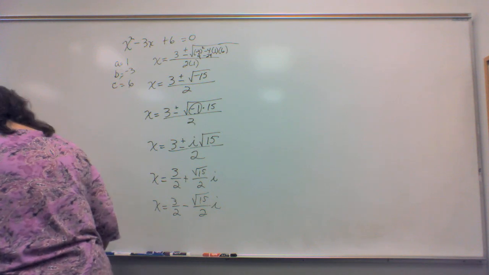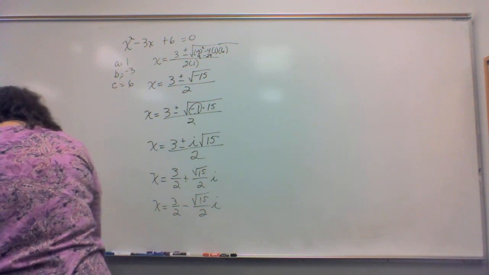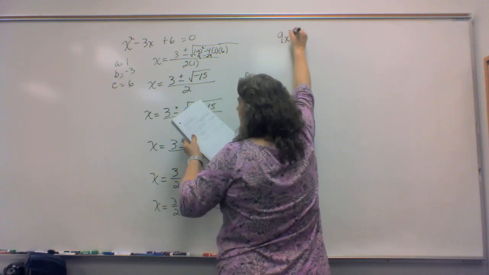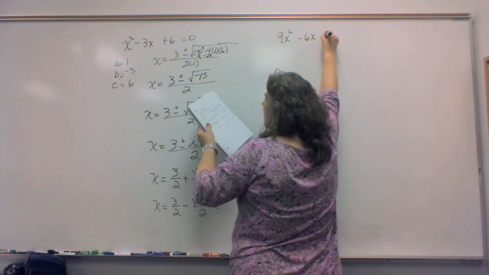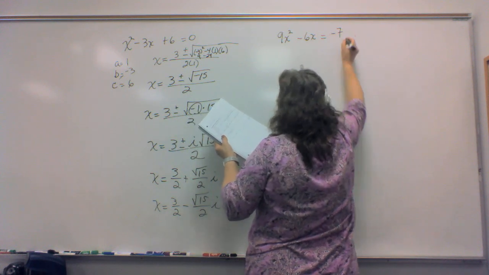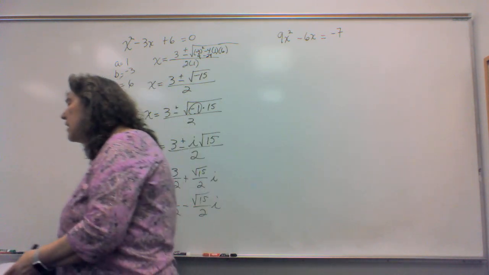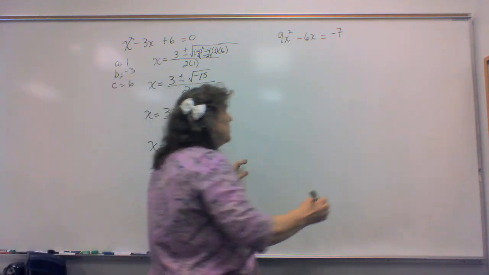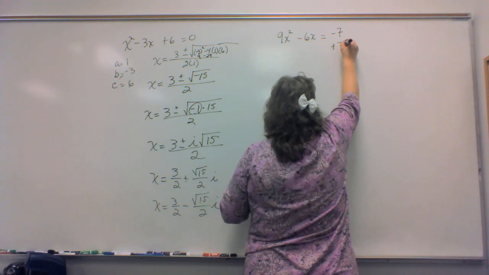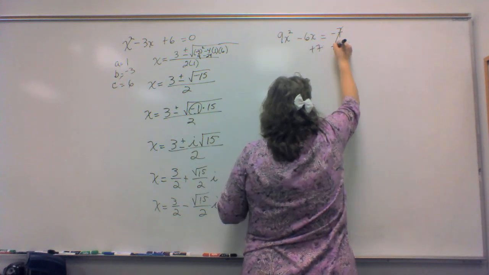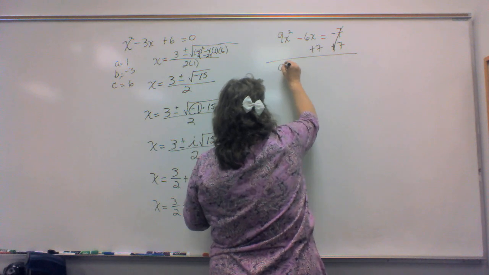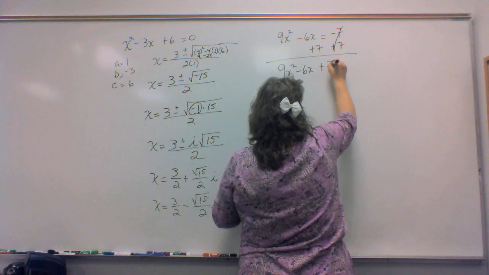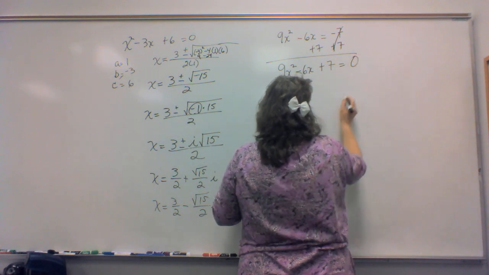We have one more of these to do. Okay? 9x squared minus 6x equals negative 7. Okay, just like in all the others, it has to equal 0. So we're going to have to add 7 to both sides. And that is going to give us 9x squared minus 6x plus 7 is equal to 0.